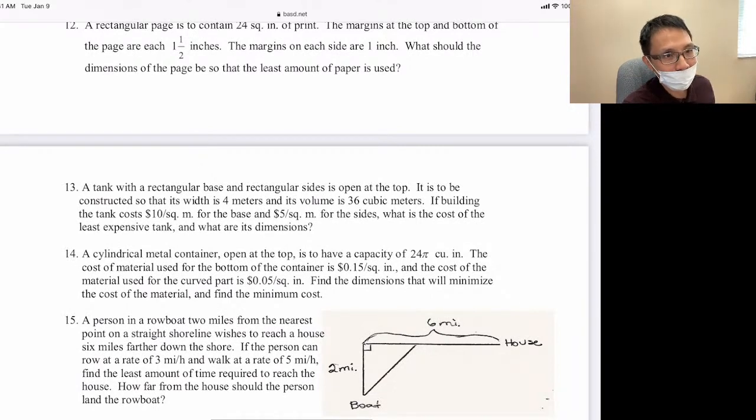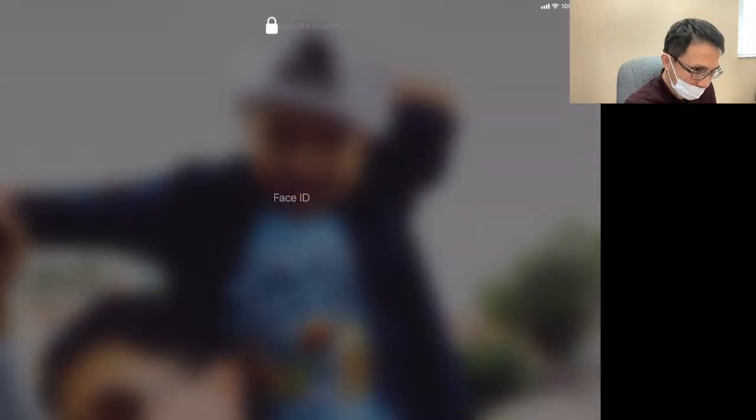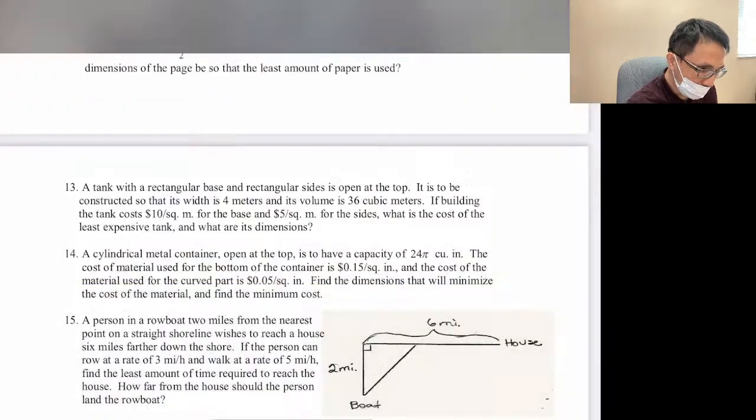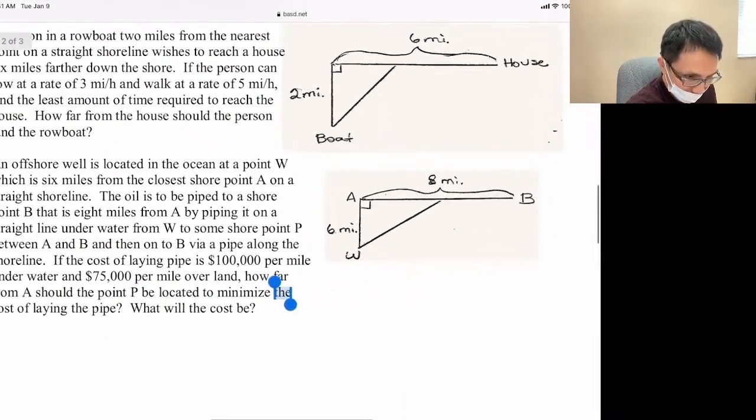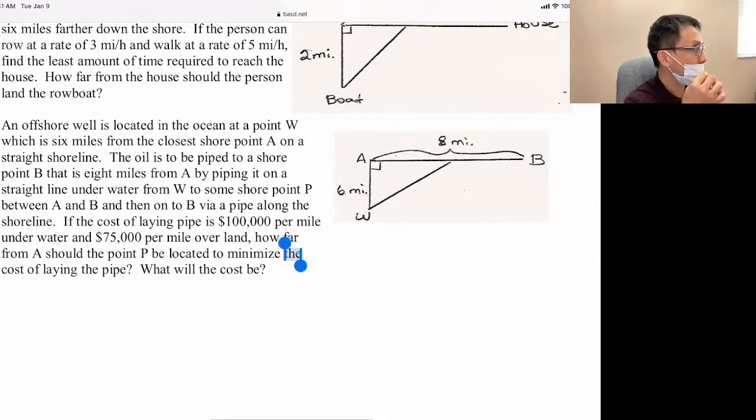Okay, let's try to do another cost question, and this one is going to be a little bit different. This is building a pipeline. This one is not going to be on a test, but if I put it on a test, it will be extra credit. They say the offshore well is located in the ocean at a point W, which is 6 miles from the closest shore point A on a straight shoreline. The oil is to be piped to a shore point B, that's 8 miles.